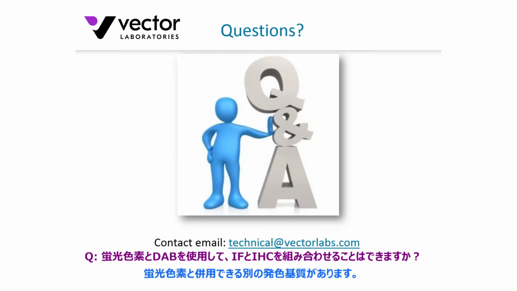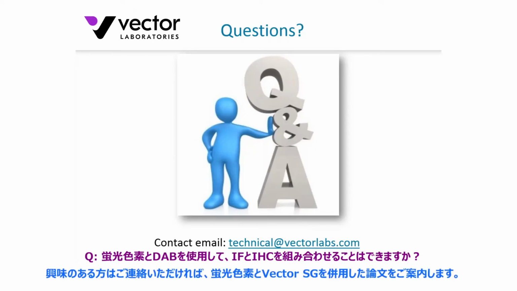There are better choices of chromogenic companions to fluorophores, I will say. One is Vector SG that we do have. I know there's a paper out there. The senior author's name was Ruskin. If you're interested, please send your email to technical service and we can send that paper to you, that showcased such an example using Vector SG with fluorescence.